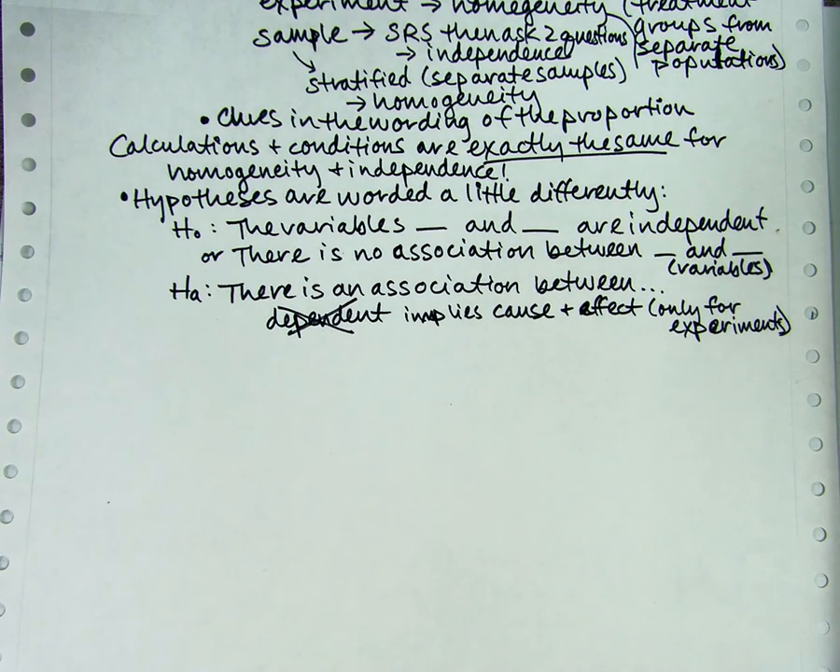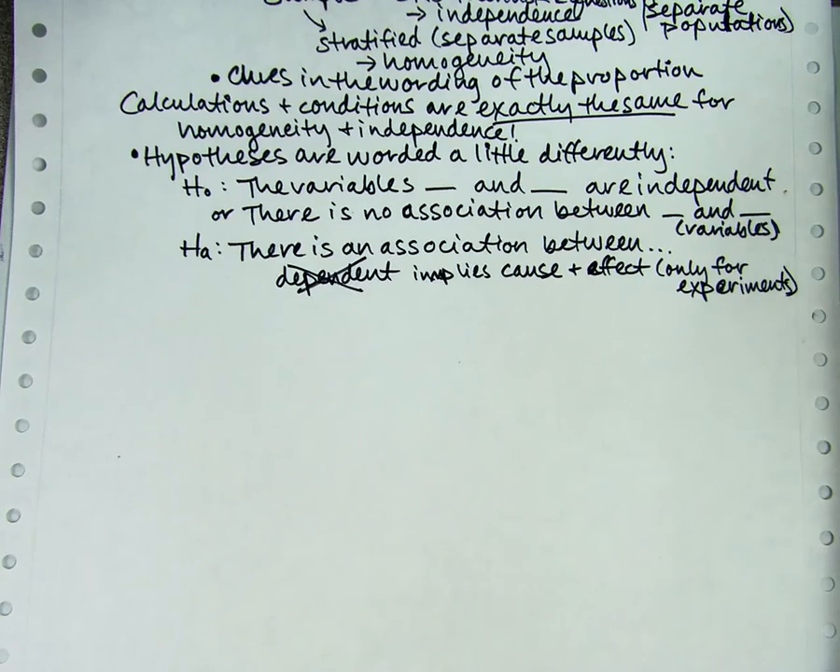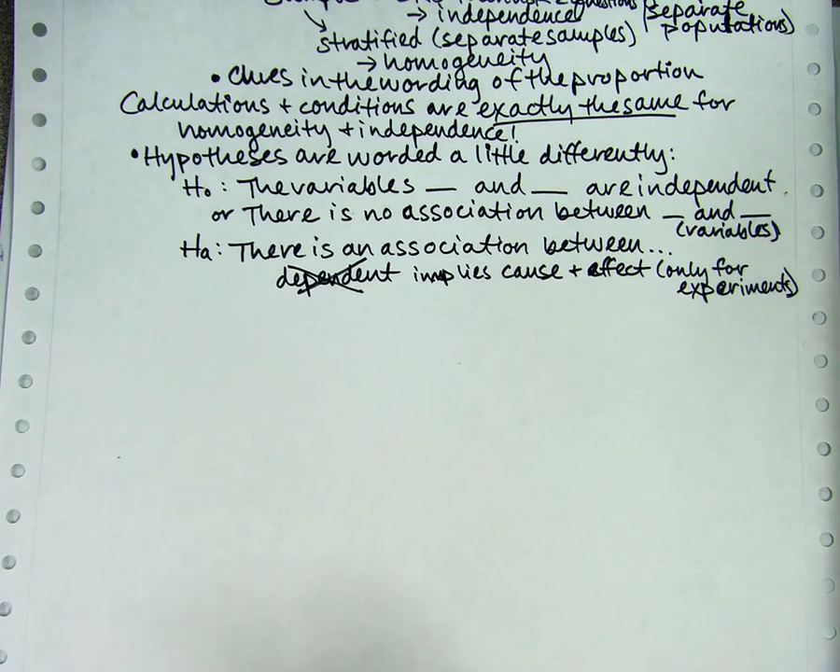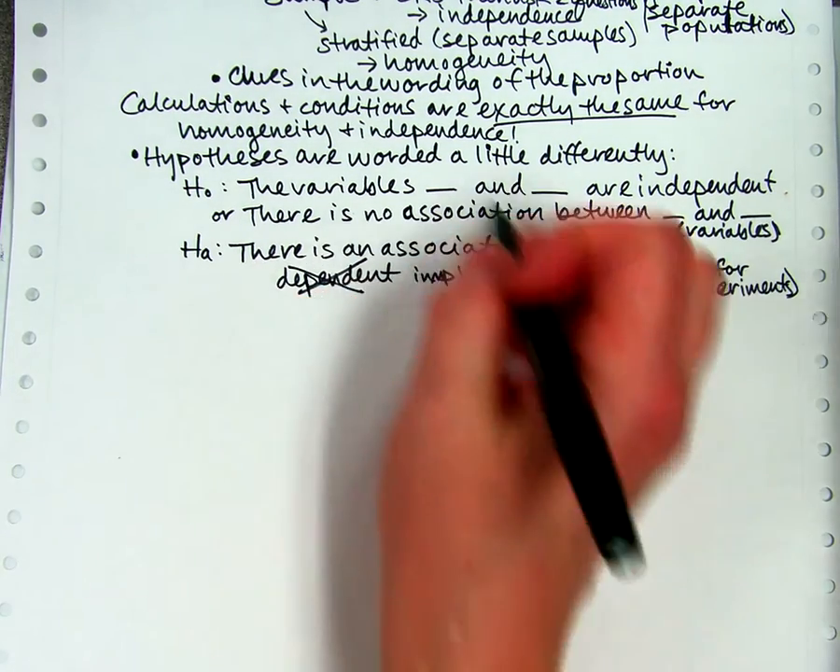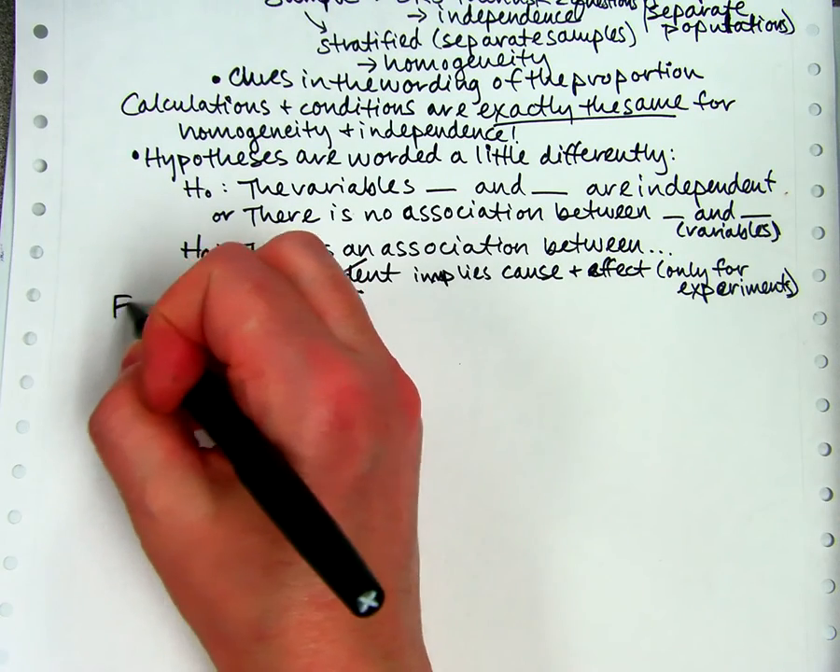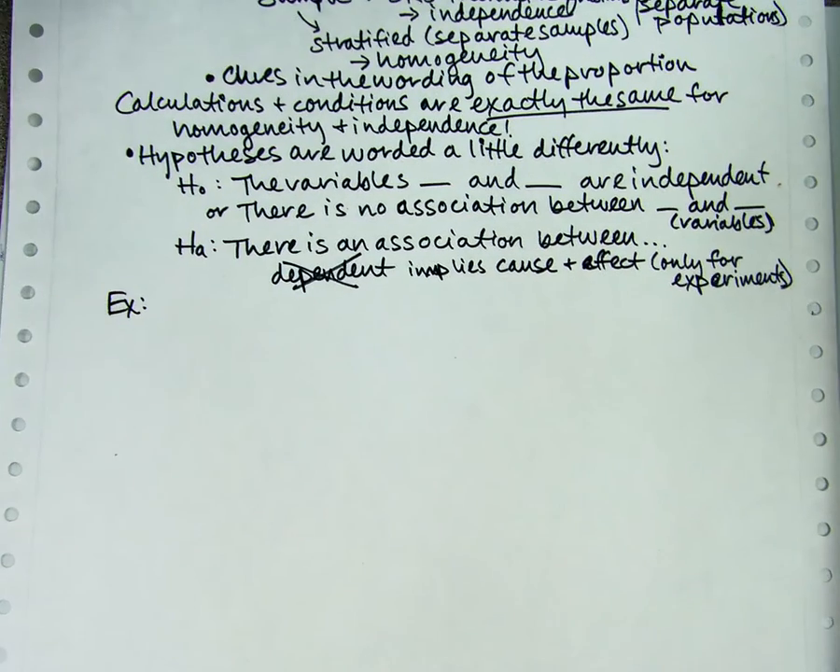So I'm going to do a partial example, not the full 4 steps, but just to give you an idea of how these hypotheses would be worded. And then the conclusion would be worded based on these hypotheses, of course. So here's an example, but I'm not going to do the whole thing.